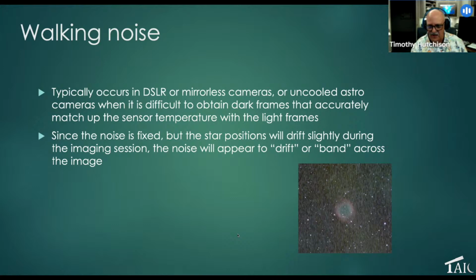And I stole an image off the internet of someone that was having some pretty significant walking noise. And that's what you see here in this image that I have in there as an example. You see that noise that gets striped and kind of strafed across their image as that fixed pattern noise moves with the stars. We see these bands of noise coming out in the image. So walking noise is really a manifestation of fixed pattern noise that comes out in our end image in different ways.